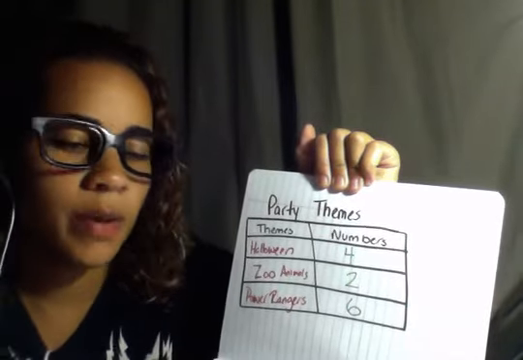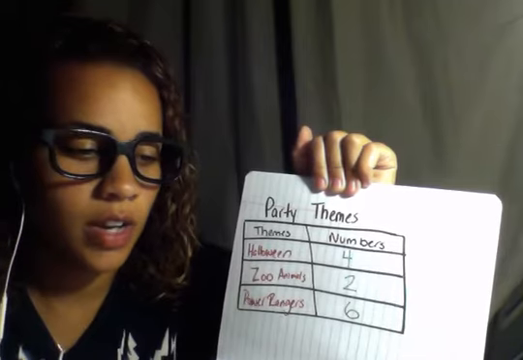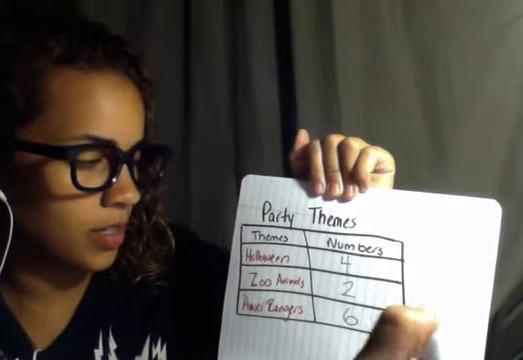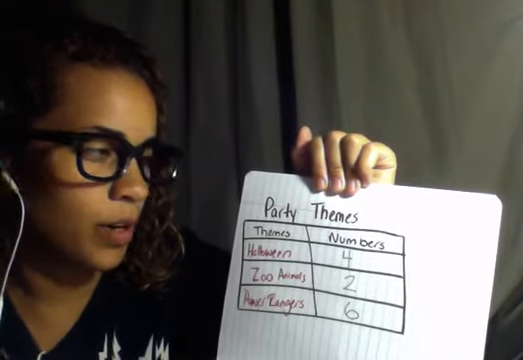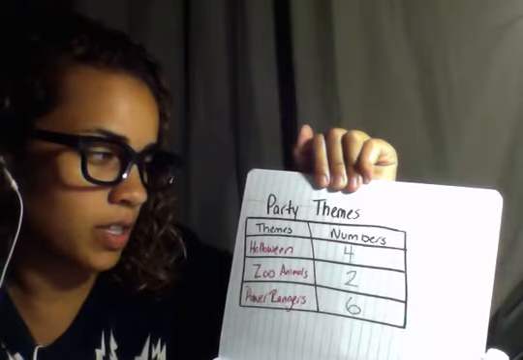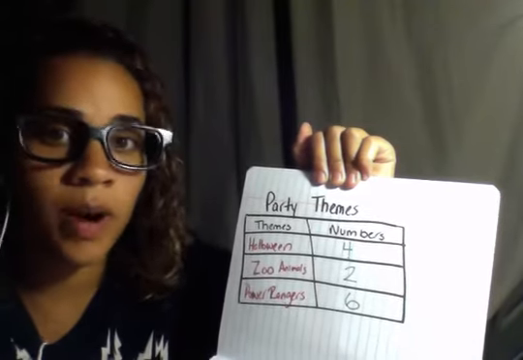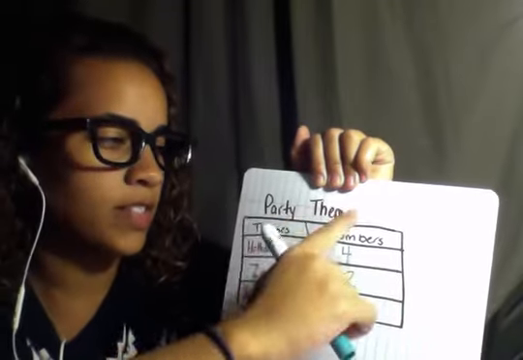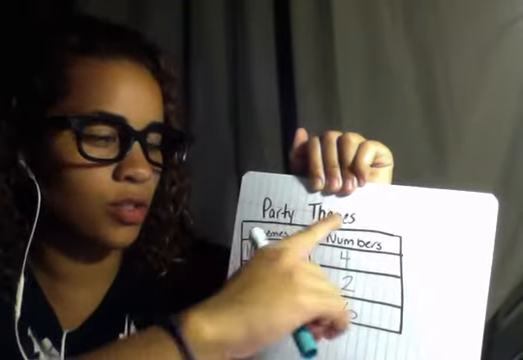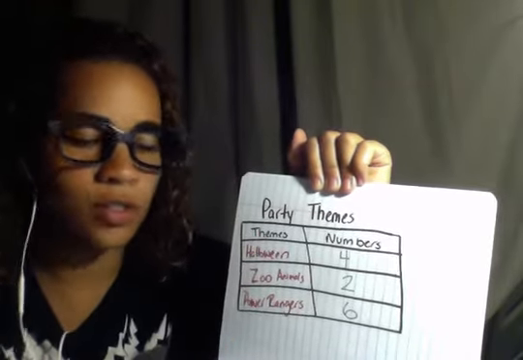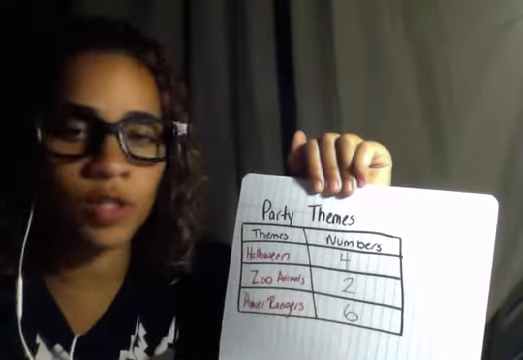So I made my chart, my first chart, and I saw that only 4 kids wanted a Halloween party theme, 2 kids wanted the zoo animals party theme, and 6 kids wanted the Power Rangers party theme. So when you first make your graph, make sure you always have a title and then the subcategories. So this is all about party themes. What kind of party themes? Halloween themes, zoo animals, Power Rangers, etc. And then you write numbers for each one.